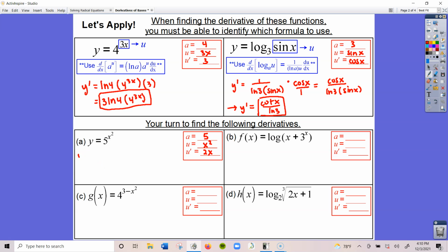My derivative would be y prime is equal to ln of the base, so ln of 5, times the exponential, times 5 raised to the x squared, and then times the derivative of the exponent, which is 2x. This will be my answer. I like to clean it up a little bit just by moving this to the front, but however you choose to write it would be fine.